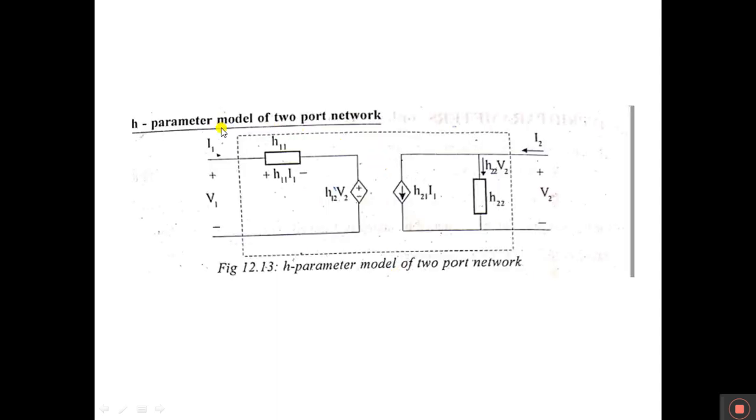This is the H parameter model for a two-port network. Remember this, sometimes in a 2 mark question they may ask this question. Okay. So up to this, I stop this video. In the next video, we'll discuss ABCD parameters and inverse H parameters.